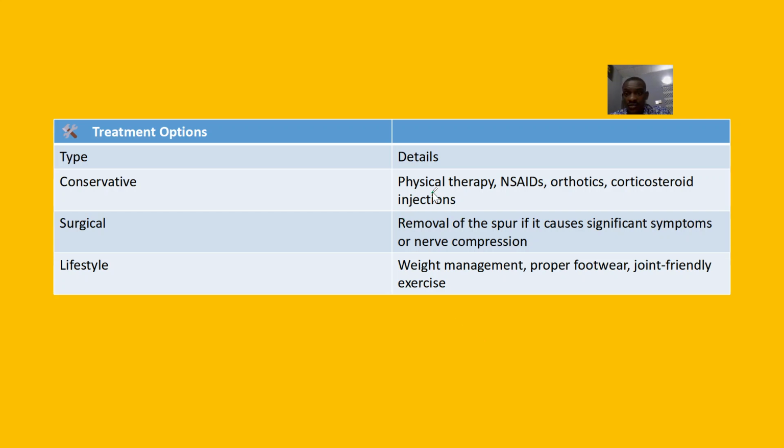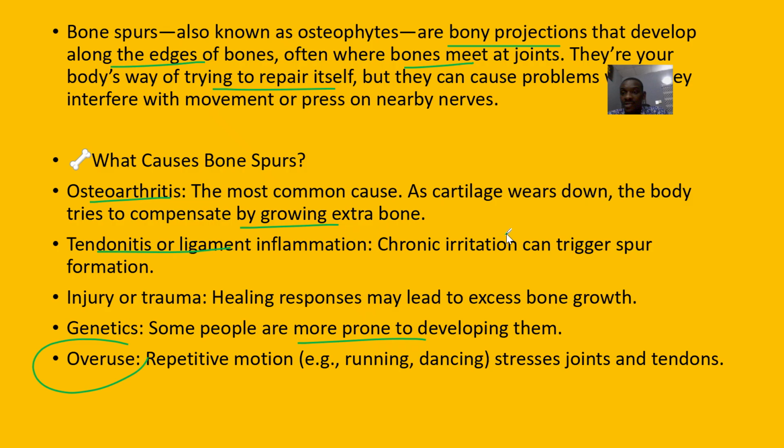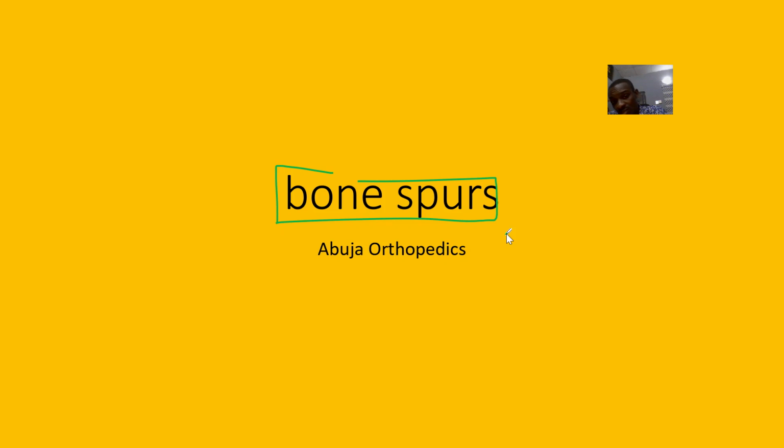So treatment is physical therapy, non-steroidal anti-inflammatory drugs, orthotics, corticosteroid injections. Then surgically, where you try to remove the spurs, and lifestyle changes where you manage weight and wear the proper footwear. If you know that you have issues like this, they can make customized footwear for you that is actually joint friendly and won't interfere with the bone spurs. So that's what we have for osteophytes. Okay, so that's it.